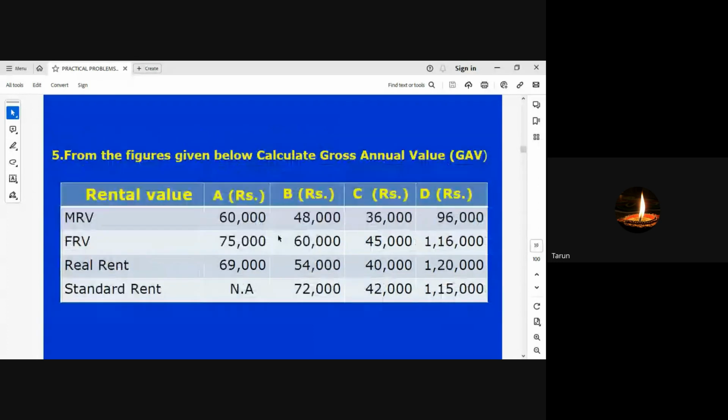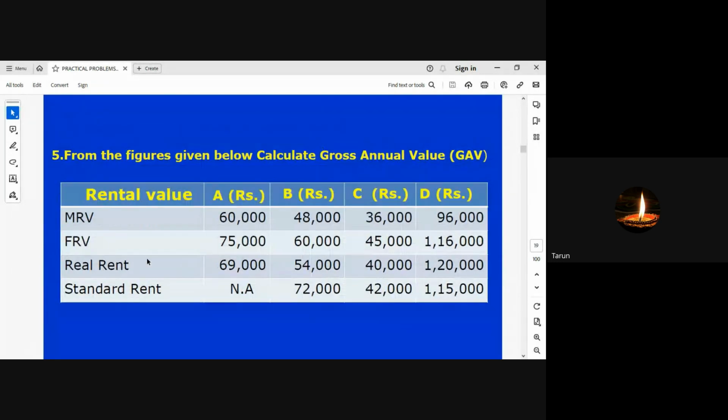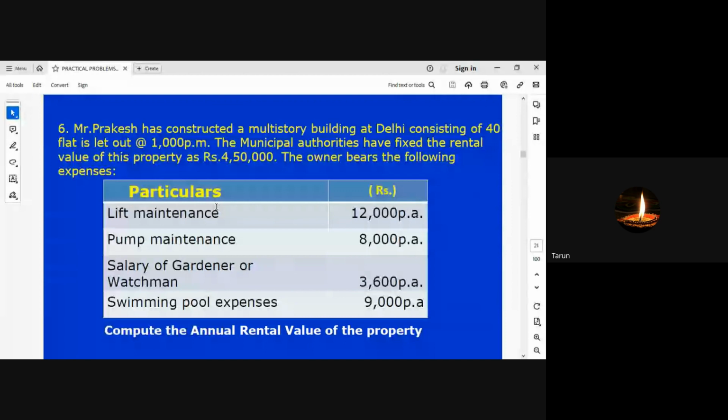See, we talk about the actual rent. In other words, we also call it the real rent. Real rent and actual rent have the same meaning, different words. So don't be confused. Same procedure you need to follow, and in the next session we will proceed to further numerical questions. So these are the expenses now.